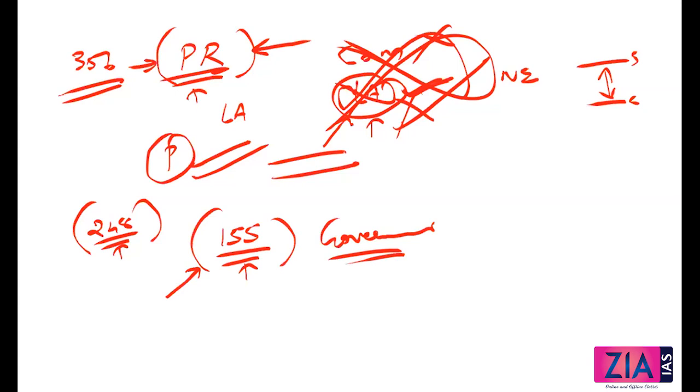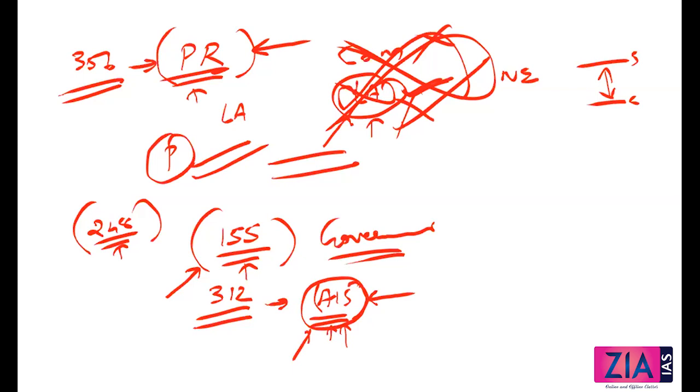Then Article 312. 312 is related to all India services. Rajya Sabha can authorize the Parliament to create one or more all India services. Now, why am I discussing this when I'm talking about this unitary bias? Because all India service officers actually belong to the center, although they are working in the state. So the center can influence the state administration through the all India service officers.